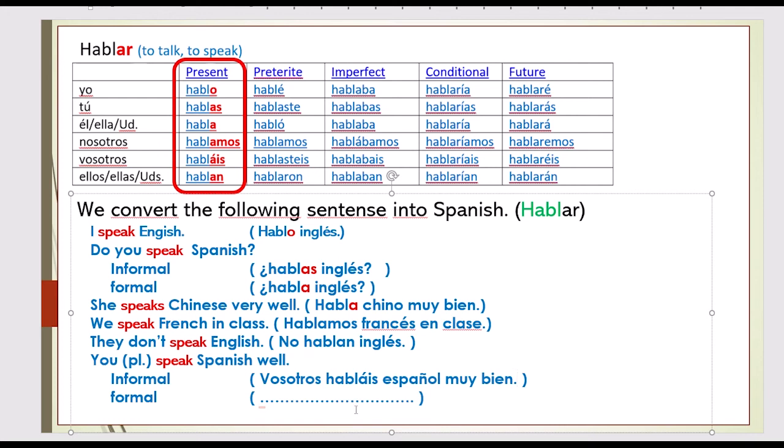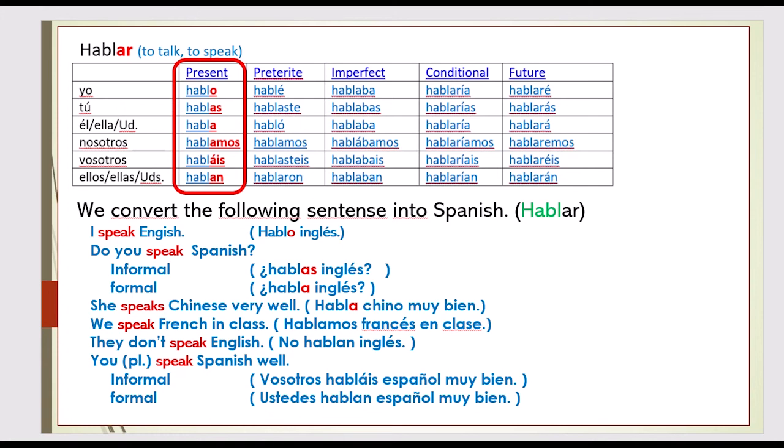And in the formal form, you use ustedes. When you use ustedes, you have to change it to hablan. Ustedes hablan español muy bien. Okay, after this exercise, you know that for a Spanish verb ending in AR, we drop the AR and then add o, as, a, amos, áis, and an at the end to conjugate it with different pronouns: yo, tú, él, ella, usted, nosotros, vosotros, ellos, ellas, and ustedes. This is the exercise with the AR verb.